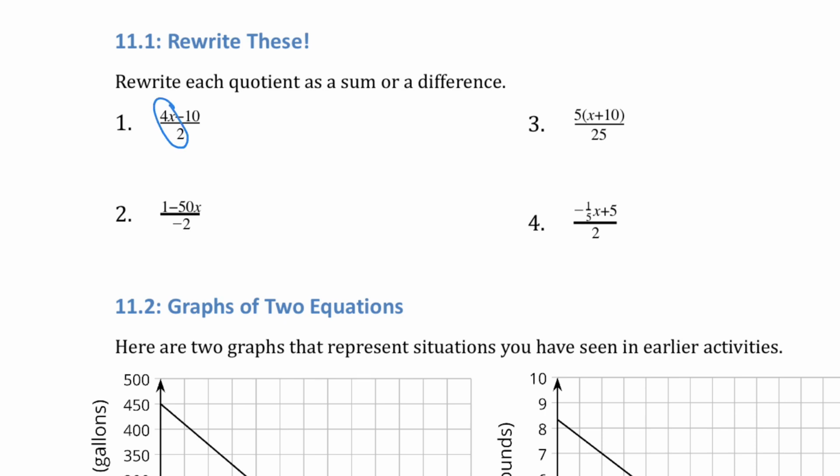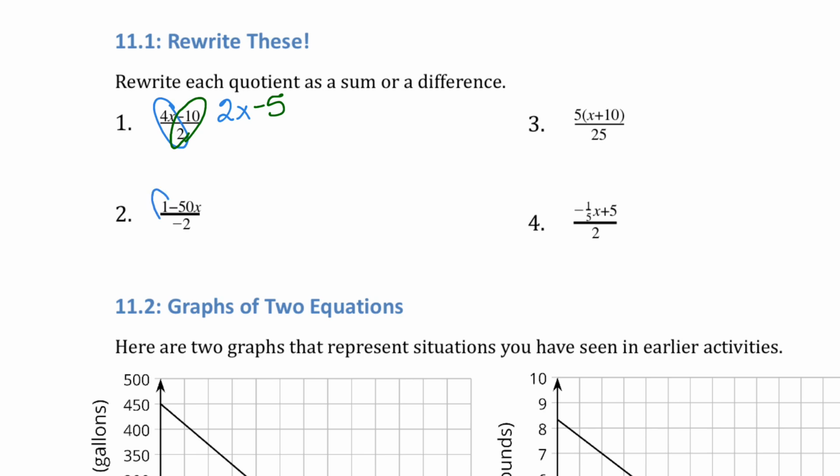What is 4x divided by 2? 2x. What is negative 10 divided by 2? Negative 5. Excellent job. Okay, number 2.